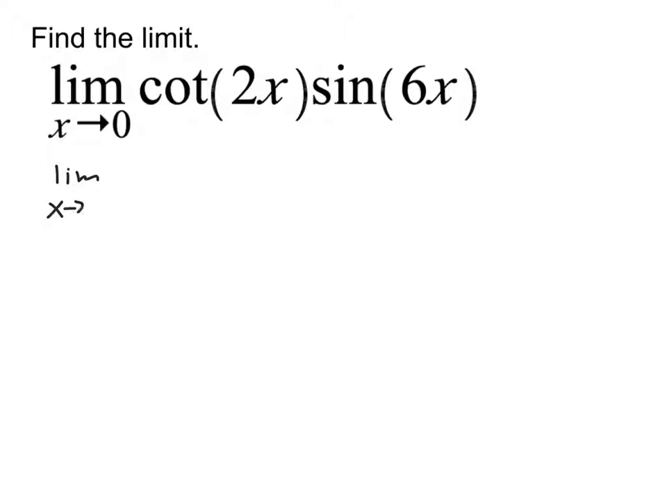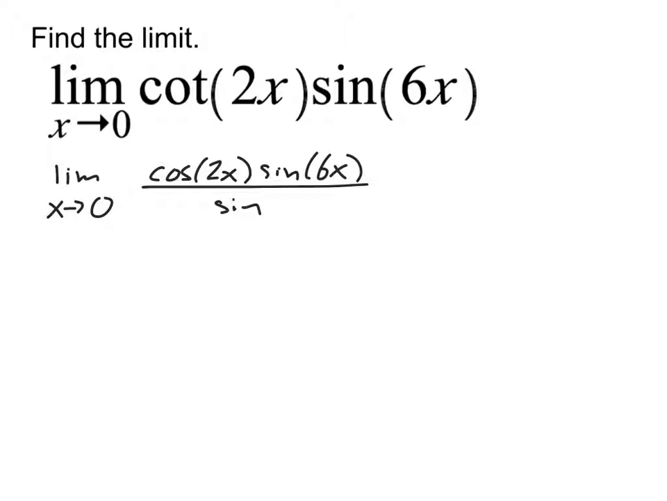So we're going to go with the limit as x is approaching 0. Fine. But now we want to write this whole thing as a fraction. Cotangent, again, that's cosine over sine. So that's going to be cosine of 2x. And then we know that sine of 6x will end up in the top too. So let's go ahead and do that. Over sine of 2x.